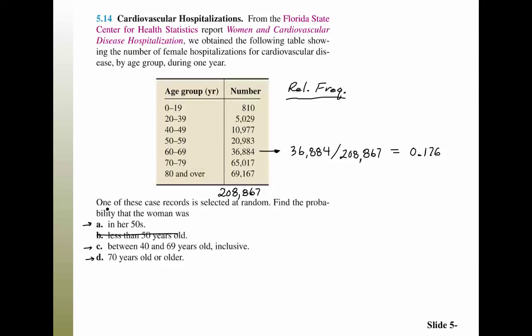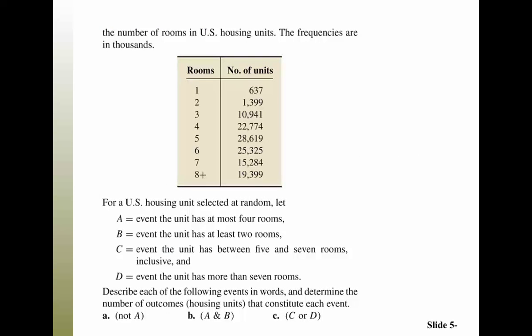So here's the key. One of these records is selected at random. Okay, so this is the number of rooms in U.S. housing units. Frequencies are in thousands. Okay?